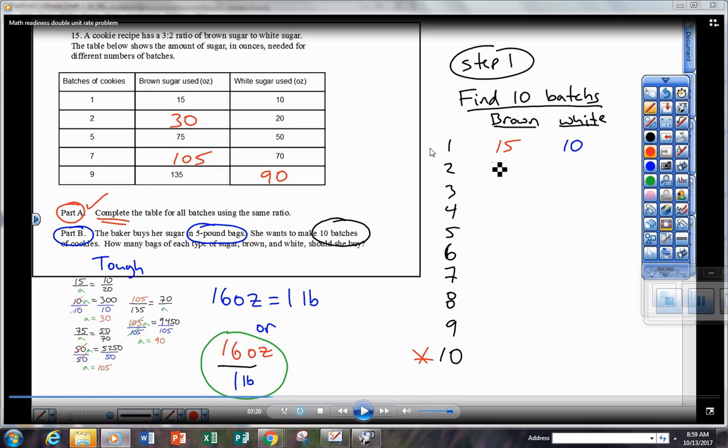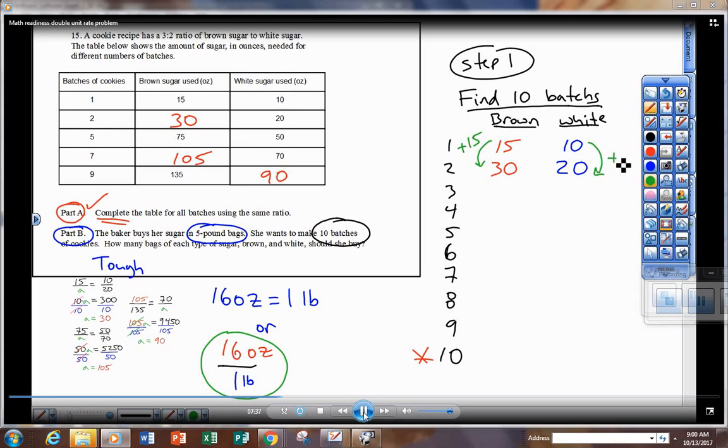So one batch, 15 ounces of brown sugar, 10 ounces of white sugar. When I fill out the table there, I figured out that the next value is 30 and then 20 using the crisscross pattern. This is going to let me fill out the rest of the pattern here. So what I do here, or the table, what I do is find out my change from one to the other for both brown and white sugar.